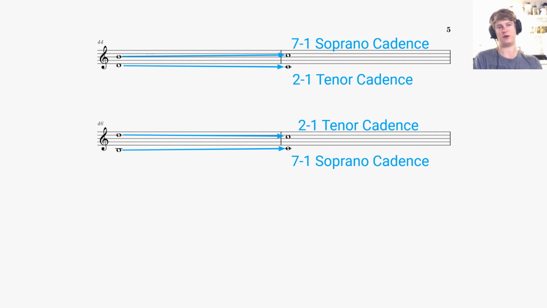So now we know conventionally the soprano cadence uses the 7th scale degree to the 1st scale degree, and the tenor cadence uses the 2nd scale degree to the 1st scale degree, forming that contrary motion. And then it can also happen the opposite, to where the soprano forms the 2-to-1 cadence and the tenor forms the 7-to-1 cadence. But this is a very basic way of understanding this.